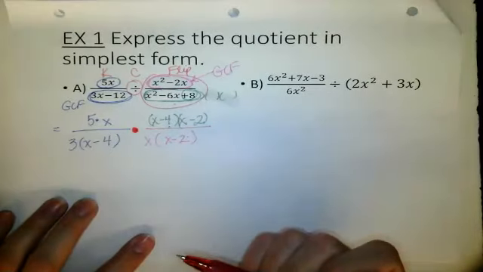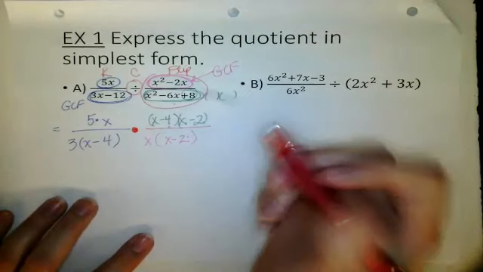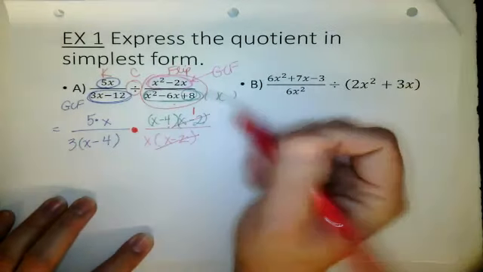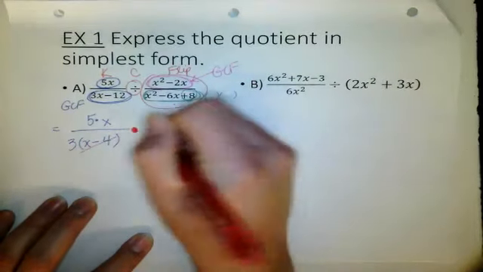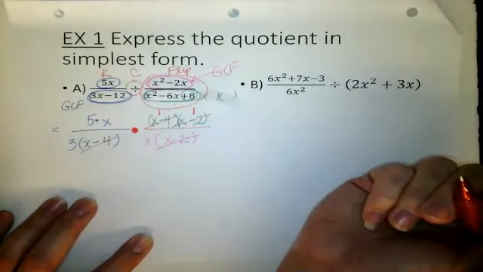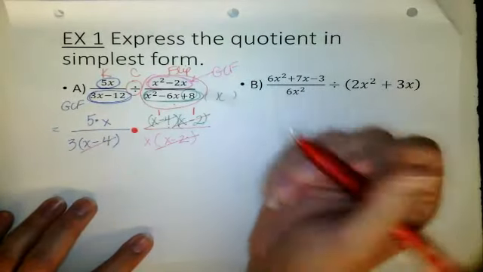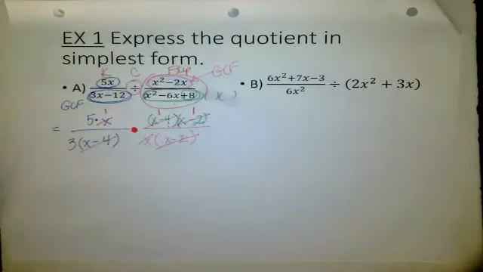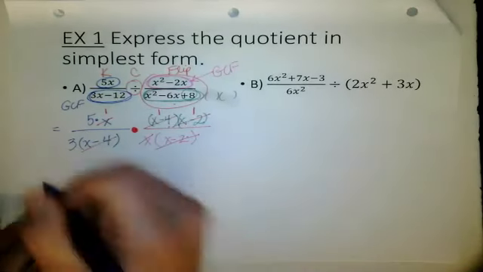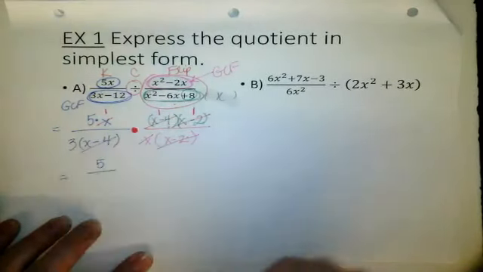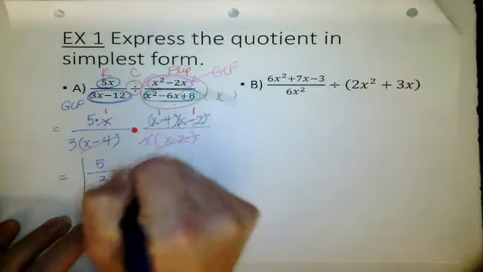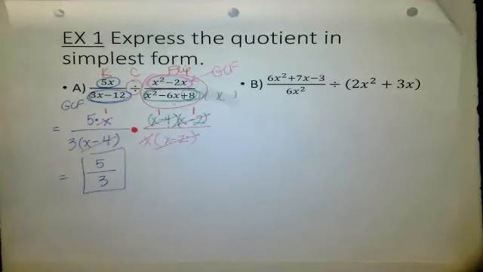What can we reduce here? X minus 2 goes into x minus 2 one time. What else reduces? X minus 4 goes into x minus 4 one time. What else reduces? The x on the bottom and the x on the top. X goes into x one time. And so we are left with a 5 times 1 times 1, which is just 5 in the numerator, and a 3 times all those ones, which is just 3. That really cleaned up to 5/3. Crazy.